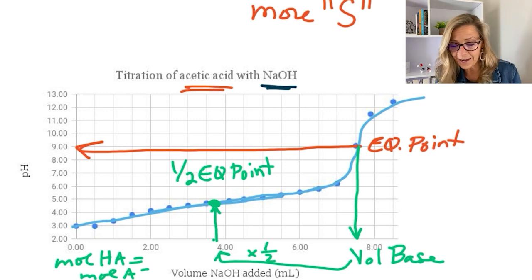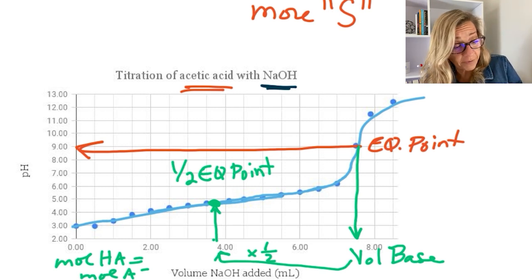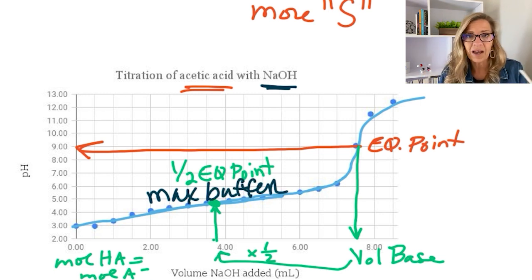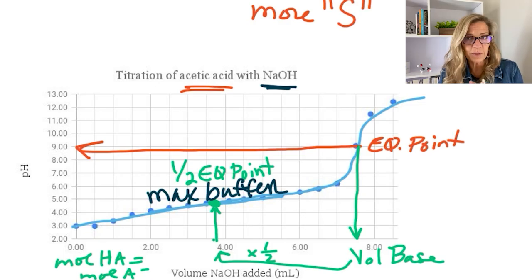Also, you're going to find out that this is also related to the pKa. So we'll get there in a minute. Maybe you can figure that out. So this is where we have the maximum buffering. I'm going to just write that out. At this point, we have the maximum buffer because what's in there? We've got weak acid and then we've got conjugate base. So this is the maximum buffering.